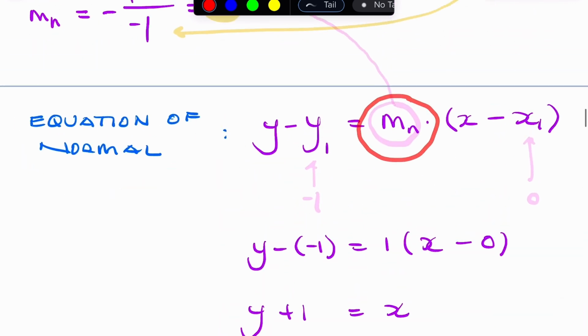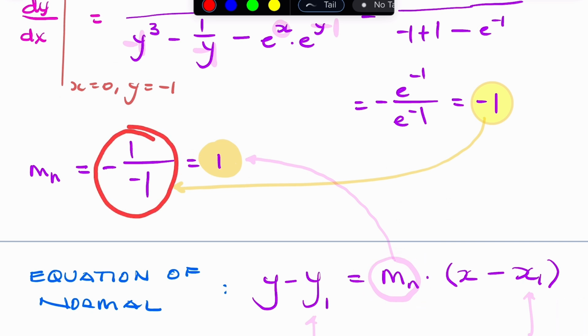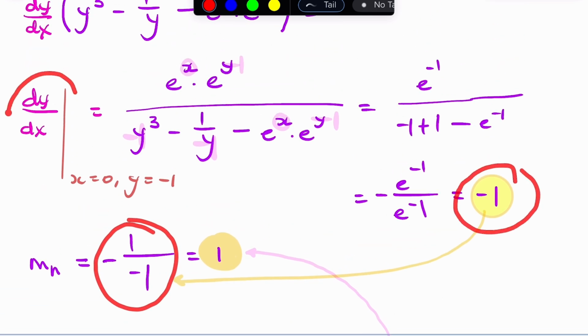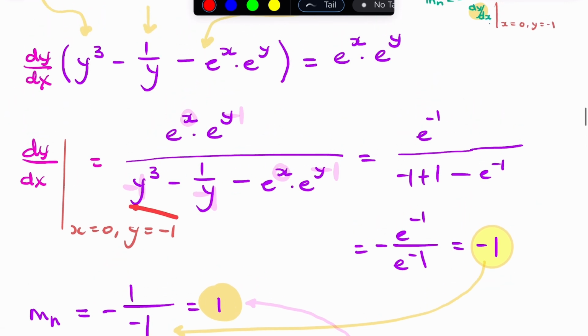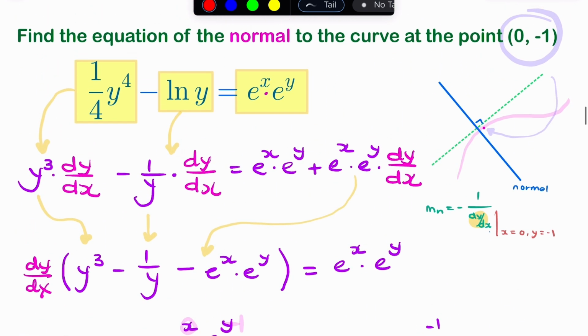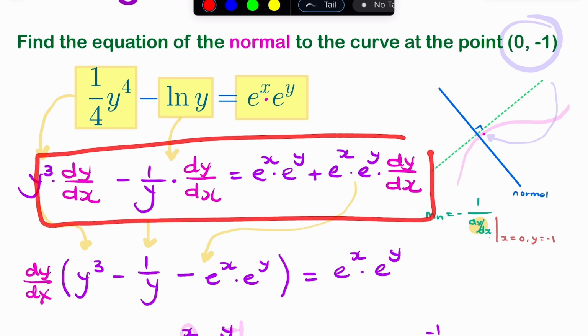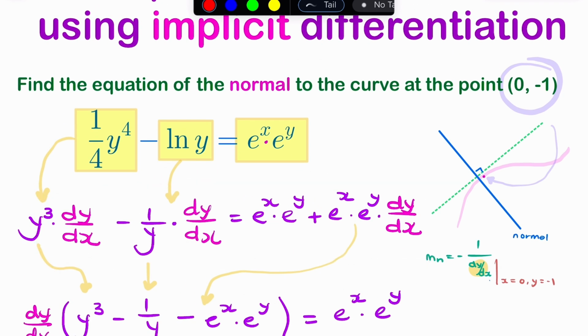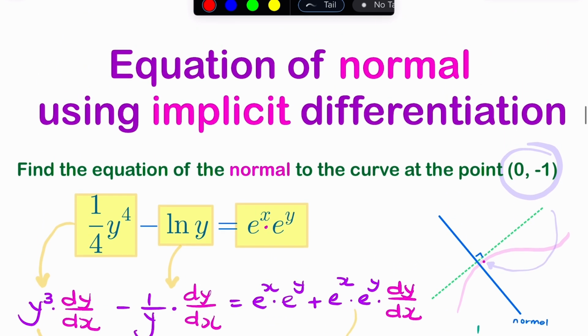To do that, we needed the gradient. The gradient was the negative reciprocal of dy by dx. We found dy by dx by substituting the coordinates for x and y that were given in the question. But we found dy by dx originally by rearranging the expression that we got from implicit differentiation, where we had a product rule, and application of the chain rule. So that's how to find the equation of a normal to a curve at a given point using implicit differentiation.